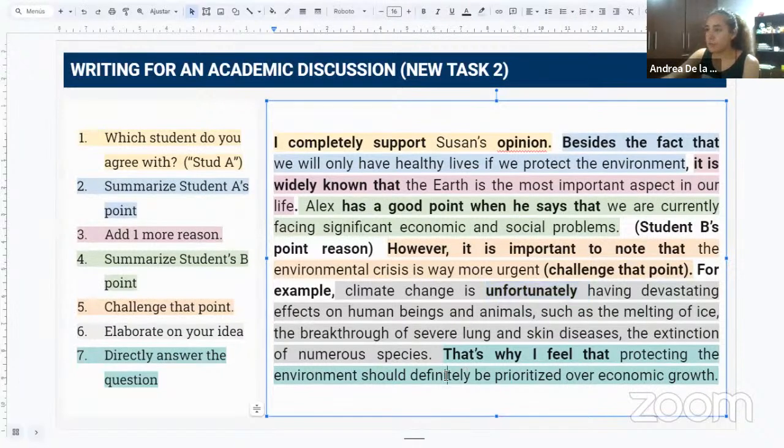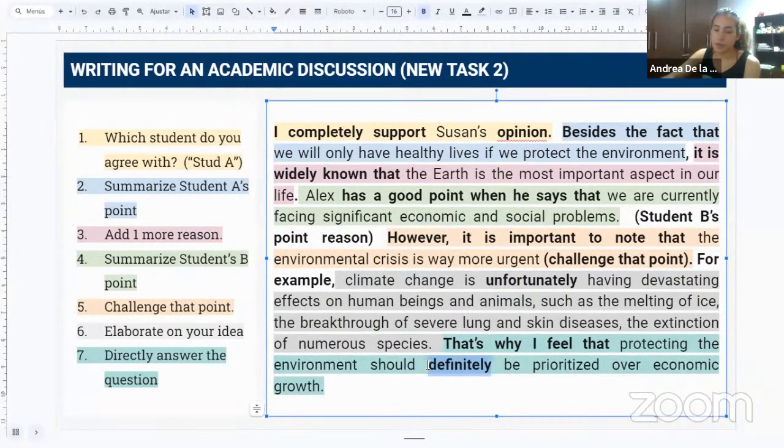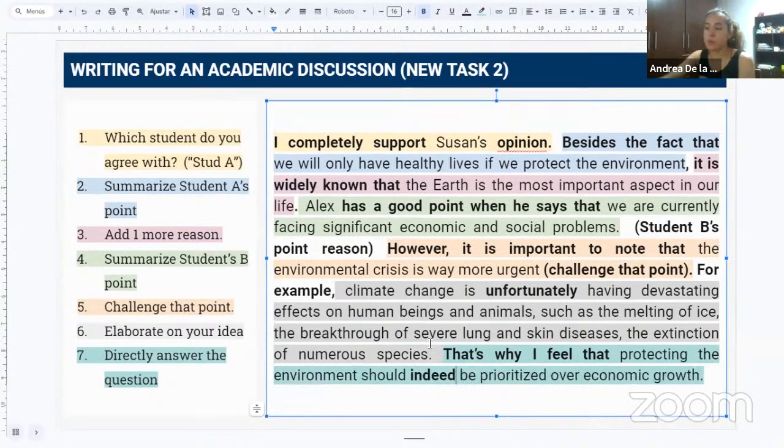Acá hay otro, ¿no? Definitely. Podría añadir tal vez uno mejor: should certainly, o should indeed. Es otro adverbio: should certainly be prioritized for economic growth. Entonces, adverbios y adjetivos les van a ayudar para el vocabulario, especialmente para aquellos que necesitan un puntaje más alto.